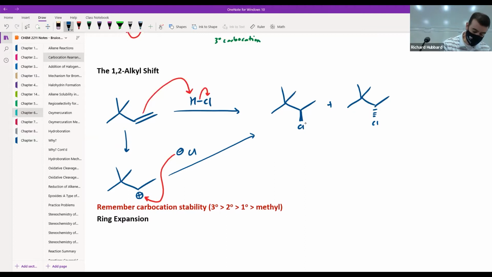However, I could also take that secondary carbocation and shift this methyl group over in the same fashion that I did the hydride. So I'm breaking that carbon-carbon bond. That carbon is moving over with 2 electrons, so it's going to be negatively charged. All right, there's our alkyl shift.